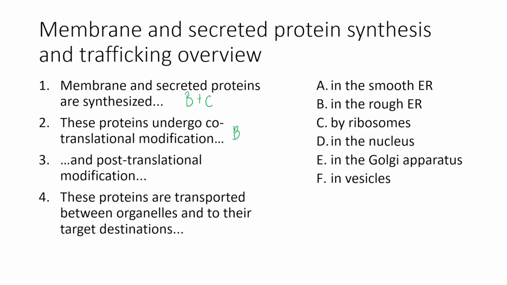All right, so number three. Where do post-translational modifications happen? Yeah, the Golgi. That's number E. And just to briefly think about our sugar stuff from last week, which one of these is where we're going to see N-glycosylation starting? Yeah, the rough ER. And this is an example of co-translational modification.